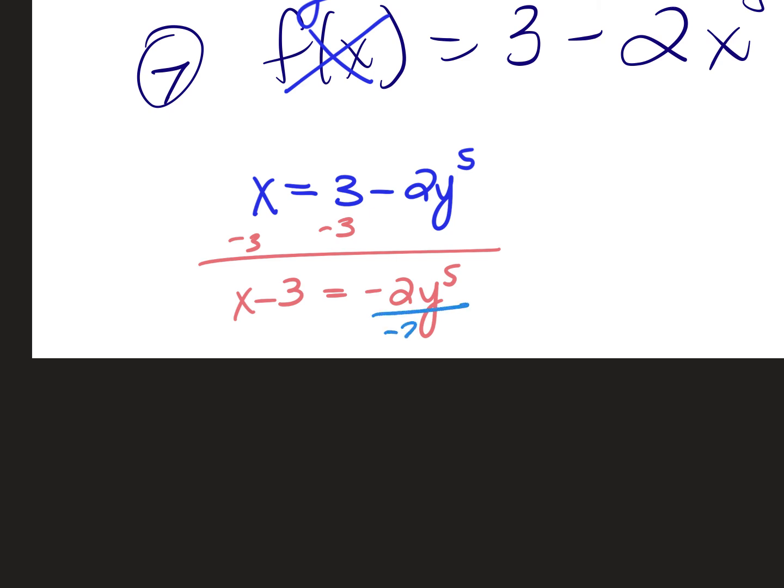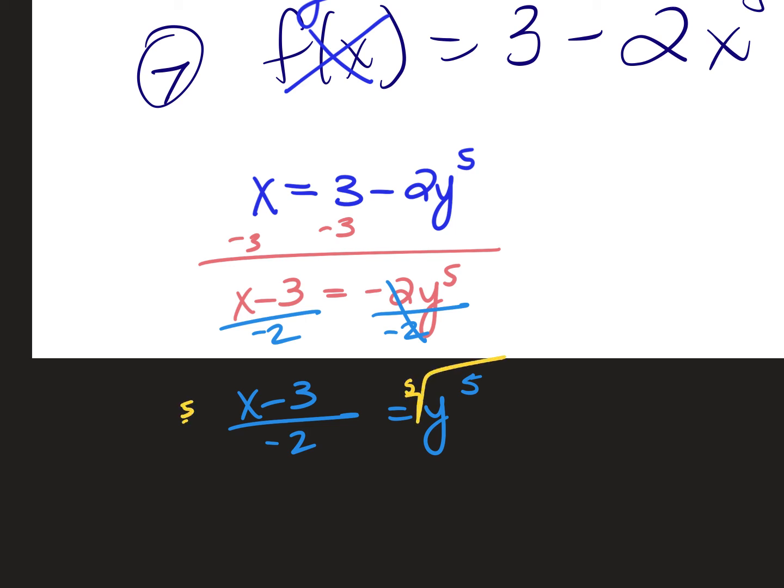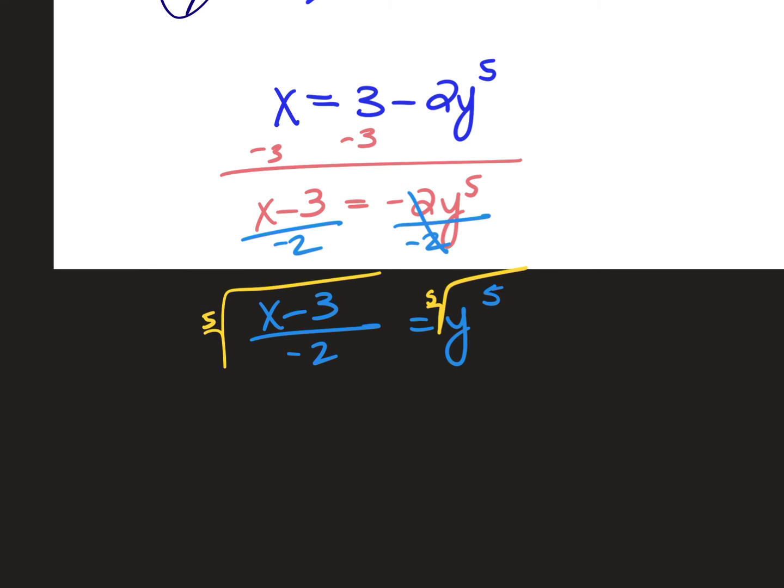We got to get y by itself first. So let's divide by negative 2. Good. So I have x minus 3 divided by negative 2 equals y to the 5th. Now what do we do? We're going to do the 5th root. Perfect. Now, when I do the 5th root, guys, is there a plus or minus? No, this is just the 5th root of x minus 3 divided by negative 2 equals y.